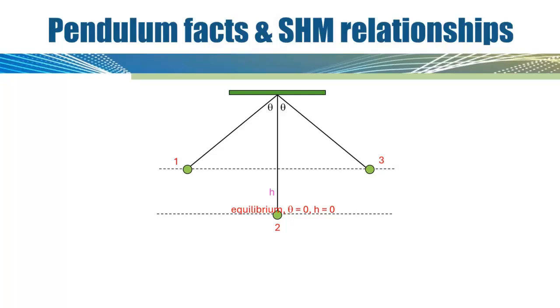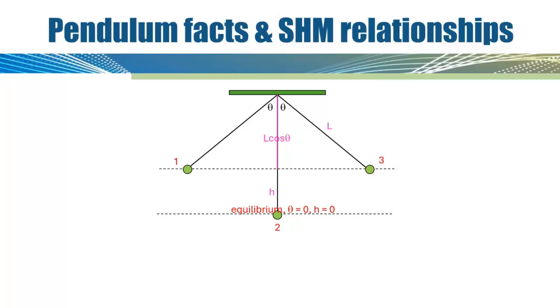When it's at position 3, you can see that we have formed a triangle here, where the hypotenuse is the length of the string, and if we use trig, we can find out that this segment here will be equal to L cosine theta. So from the picture, we can see that L cosine theta plus h must equal L, or the length of the string. This can be a helpful relationship to know when you're solving some problems.